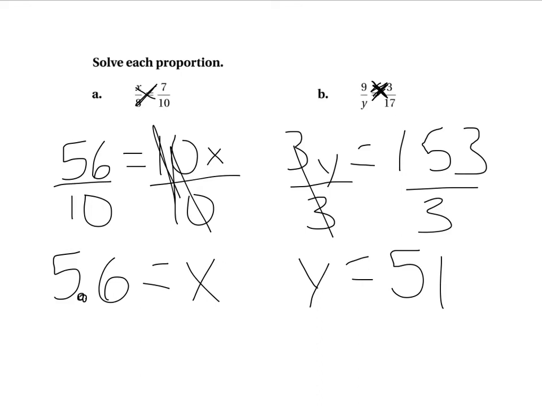Obviously, if you did look carefully here, if I erase this, 9 divided by 3 would get you 3, and obviously 17 times 3 is 51. So that does work, but I'm just trying to show you that cross products is a valuable tool that will always work for you as well.